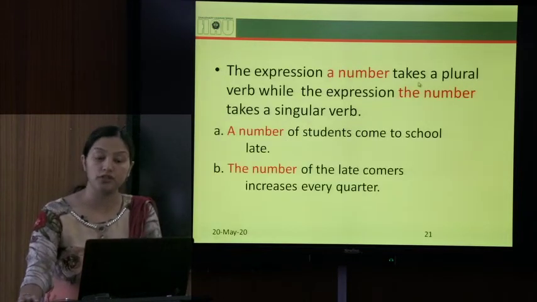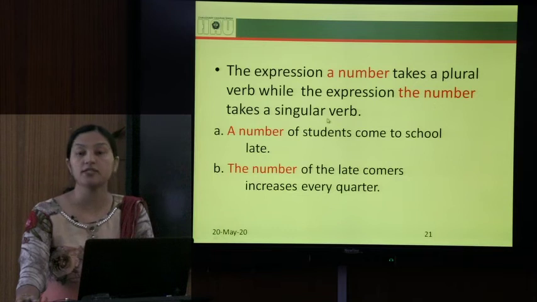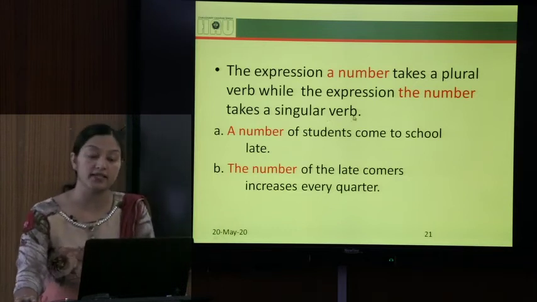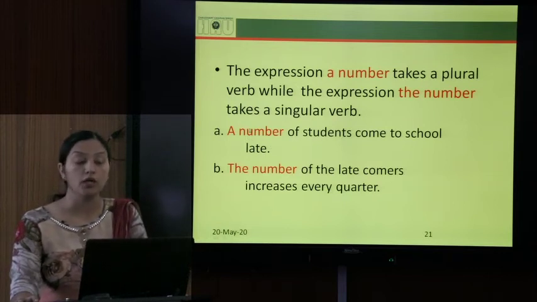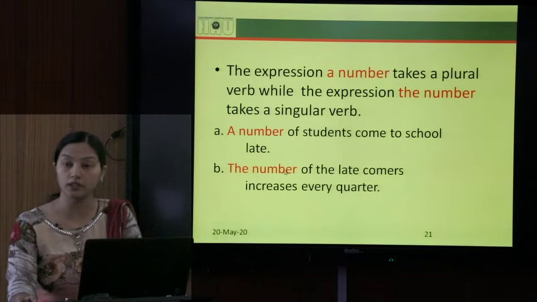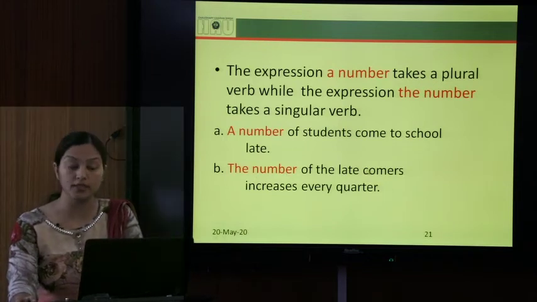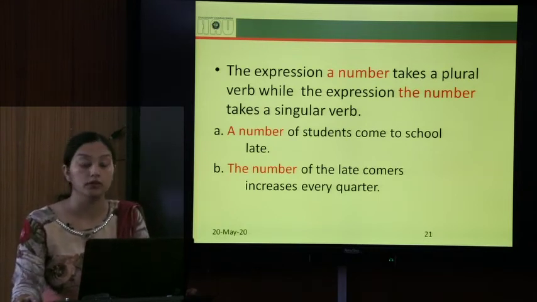Now, the expression "a number" takes a plural verb, while the expression "the number" takes a singular verb. So in sentences, whenever "a number" comes with a plural subject, it will always take a plural verb. But with the expression "the number," even if it is coming with a plural subject, it will always take a singular verb.